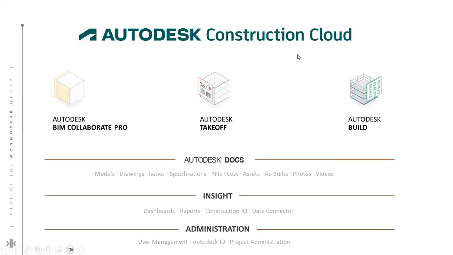As we know, Autodesk Construction Cloud or ACC is broadly divided into three major parts. One is Autodesk BIM Collaborate Pro for the design phase of a project, Autodesk Takeoff for the pre-construction phase, and Autodesk Build for the construction phase. Apart from that, we have Autodesk Docs, Insight, and Administration.